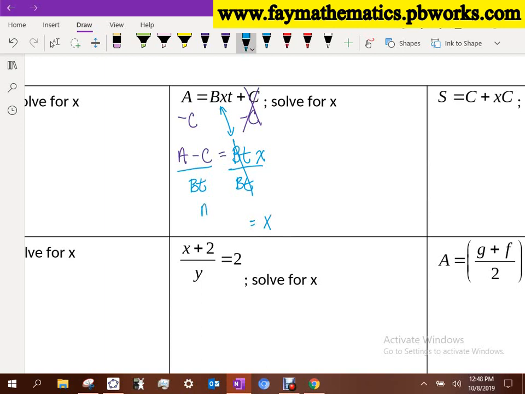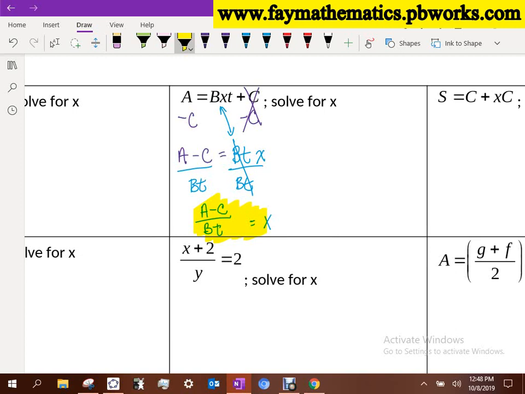And on the right-hand side, I guess it'd be the left-hand side, you have A minus C all over BT. And that would be my final answer. That is solving that original equation for X. Okay? Solving that original equation for X.